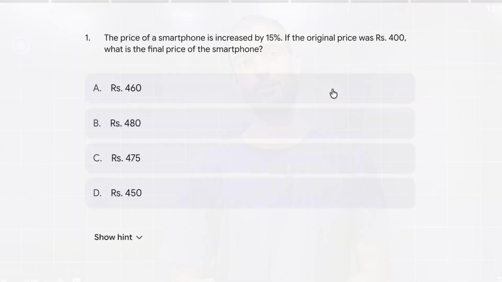Hello everybody. Today we are going to discuss some of the very basic problems of percentages. So the first question is on your screen right now. The price of a smartphone is increased by 15%. If the original price was rupees 400, what is the final price of the smartphone?